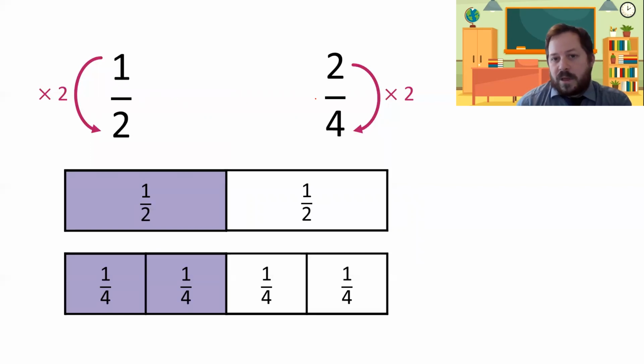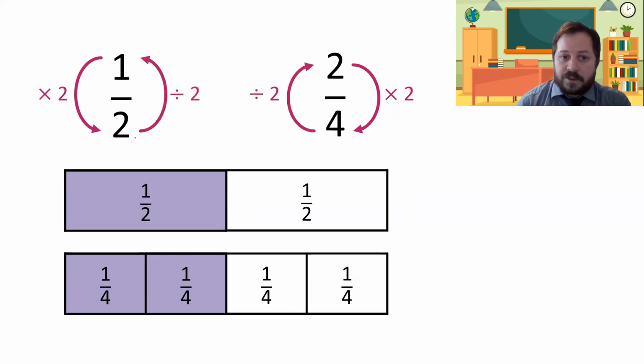This only works with halves, but does work with any of them. So if I have a 5 on the top, times it by 2 and got 10, 5/10 is the same as 1/2. Or if I had a 4 on the top, times it by 2 and got 8 on the bottom, 4/8 is the same as 1/2. Or vice versa, you can go the other way and divide by 2. So 2 divided by 2 is 1, or 4 divided by 2 is 2.